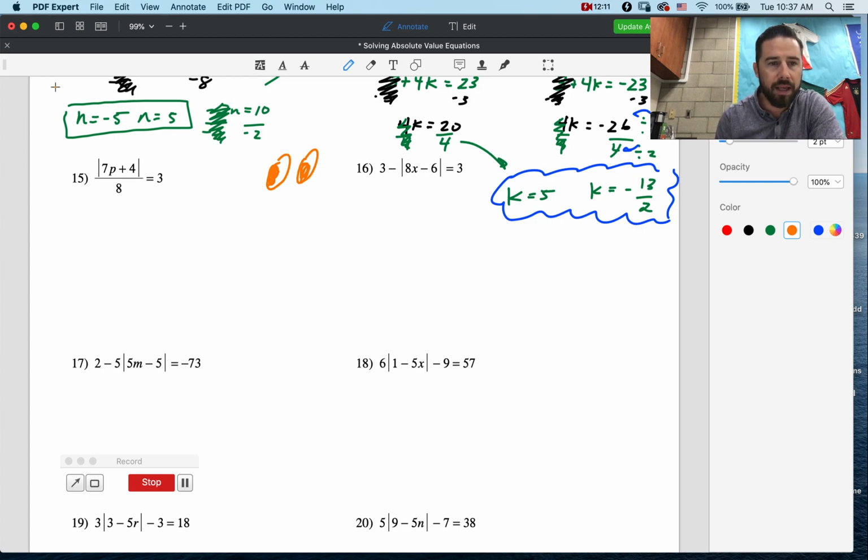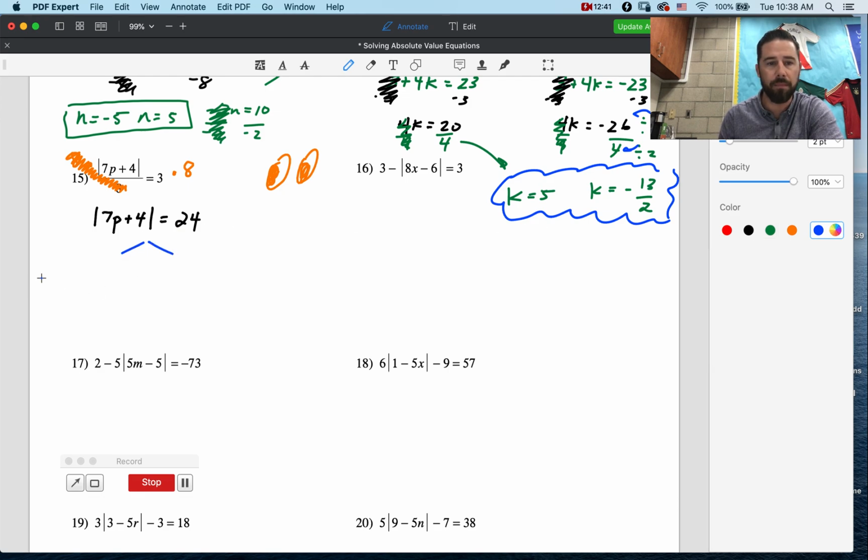We want to get this absolute value by itself. And he's not by himself because he's being divided by 8. So we do the opposite and multiply by 8. And watch what happens. That cancels on the left-hand side. And now we just have 7p plus 4 equals 24. And look, the absolute value is by himself now.